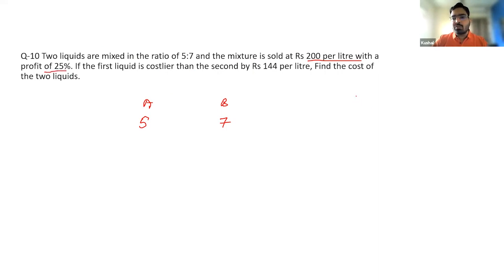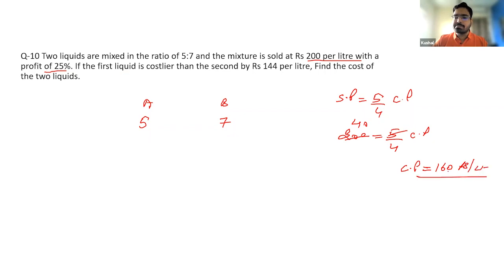Understand this thing: what is the relationship between selling price and cost price? If it is a profit of 25%, the selling price should be 25% more than the cost price. So 5 by 4 times the cost price, and that selling price they have given you is 200 rupees per liter. So this should be 5 by 4 times the cost price. So what will be the cost price of the mixture? The cost price of the mixture should be 160 rupees per liter, right?